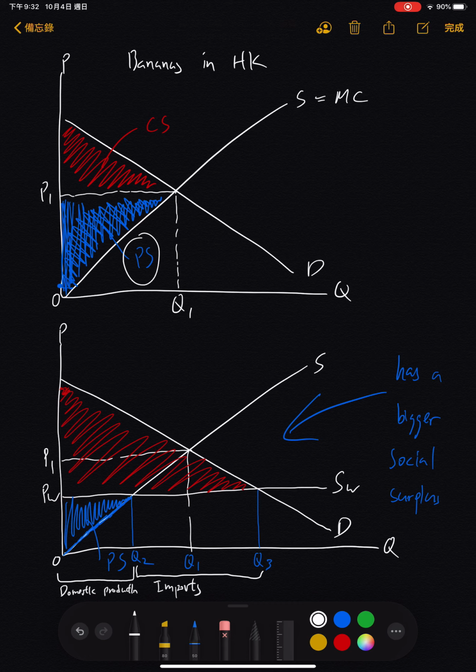And also for the global allocation of resources. Of course, there are a lot of arguments against free trade, and that's why some countries decided to put a stop on free trade, and they have a lot of trade protections to tackle this issue. We'll talk about that in different videos.